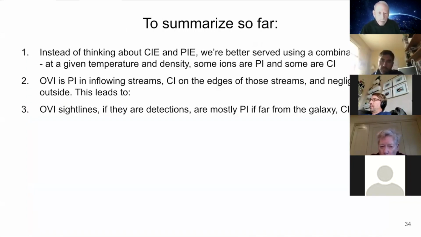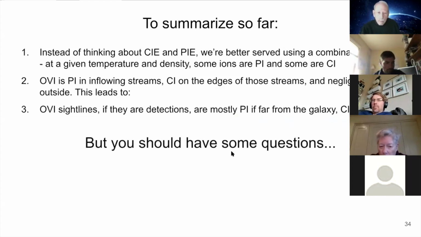So instead of thinking about CIE and PIE, to summarize this, we're better served using a combination of both, where some ions are PI and some are CI at a given temperature and density. Oxygen 6 is PI in inflowing streams and CI on their edges, which leads to oxygen 6 sightlines being mostly photoionized if you're far from the galaxy and collision ionized if you're close. But you should have a couple questions.